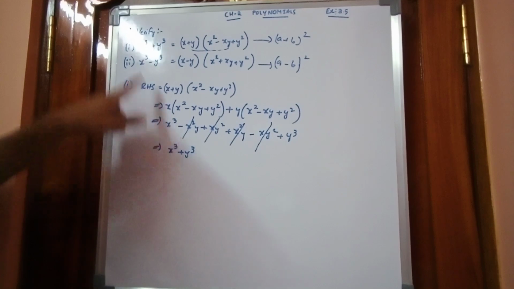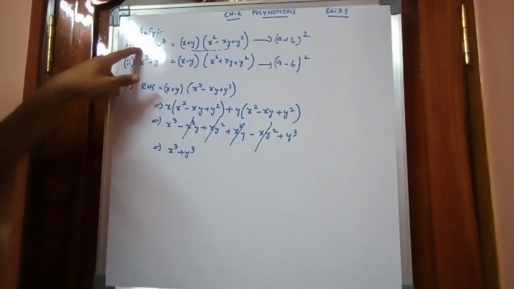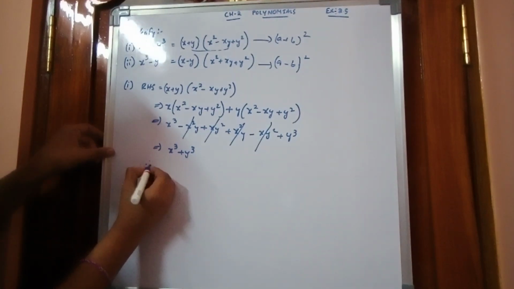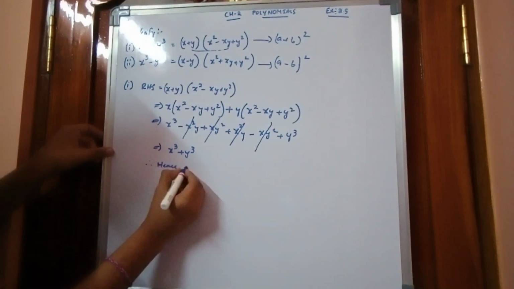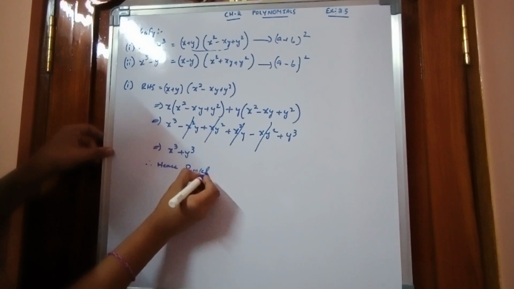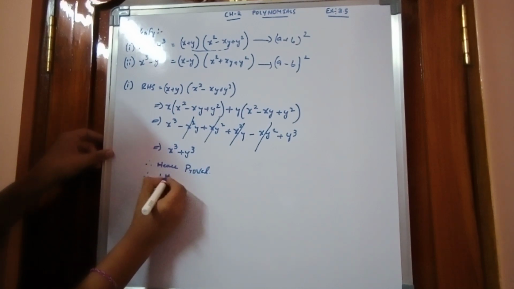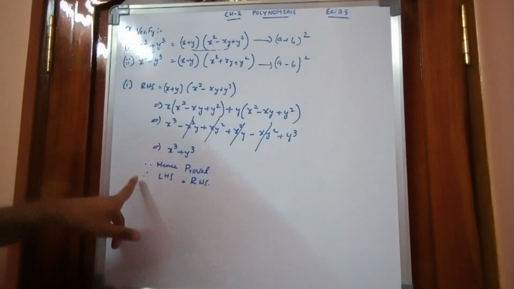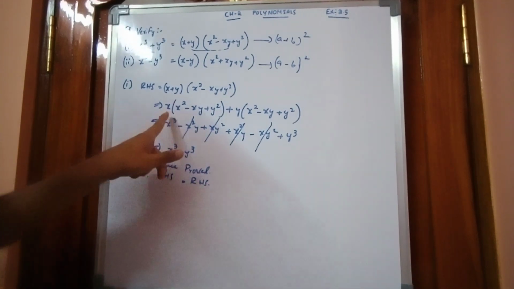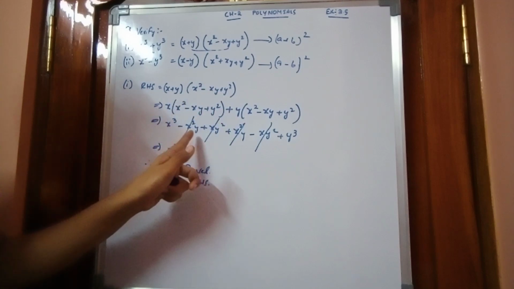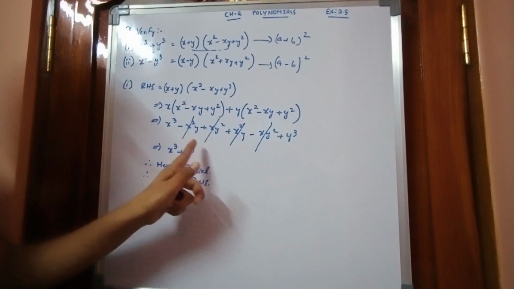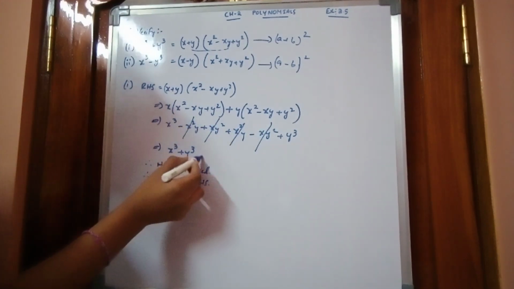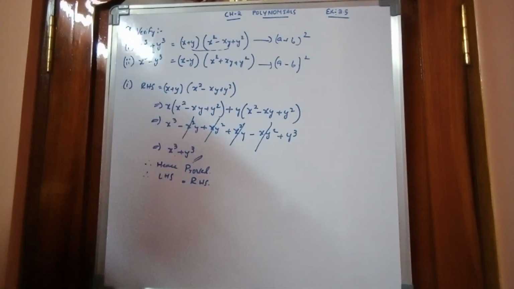See, we got the LHS. So therefore, hence proved. We got the answer. Therefore LHS is equal to RHS. So like this we have to prove, and we have to multiply the binomials and cancel the terms, that is plus and minus. So you got the LHS, that is x plus y whole cube.